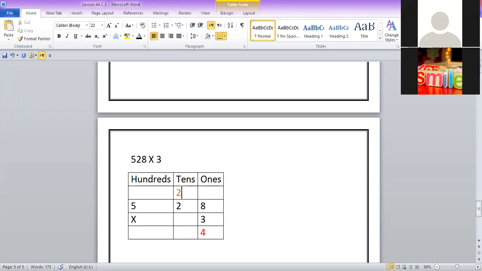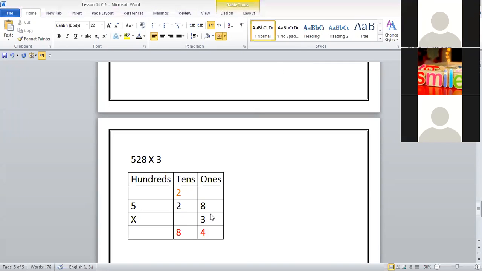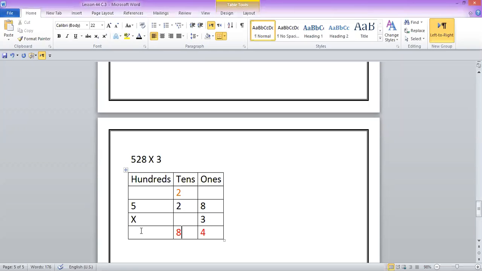Okay, guys. Now 3 multiplied by 8 equals to? 24. Write 4 here and 2 here. Now 3 multiplied by 2 equals to 6. 6 plus 2 equals to 8. Now, can you tell me 3 multiplied by 5 equals to what? 15. So the answer is 1584.